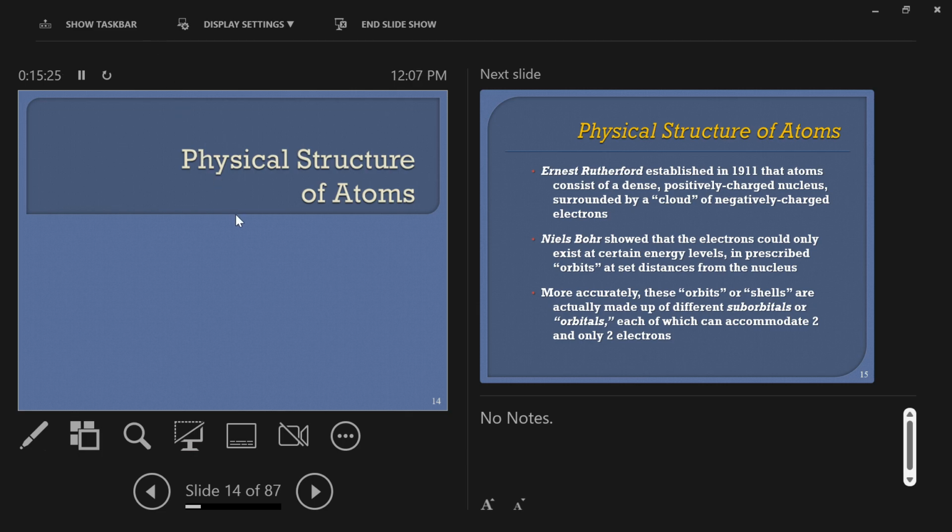This section here is called the physical structure of atoms. Okay, what do atoms look like? Again, to be very clear, you can't look at an atom. To look at something means you have to bounce light off of it, right? And atoms are smaller than the wavelength of visible light.